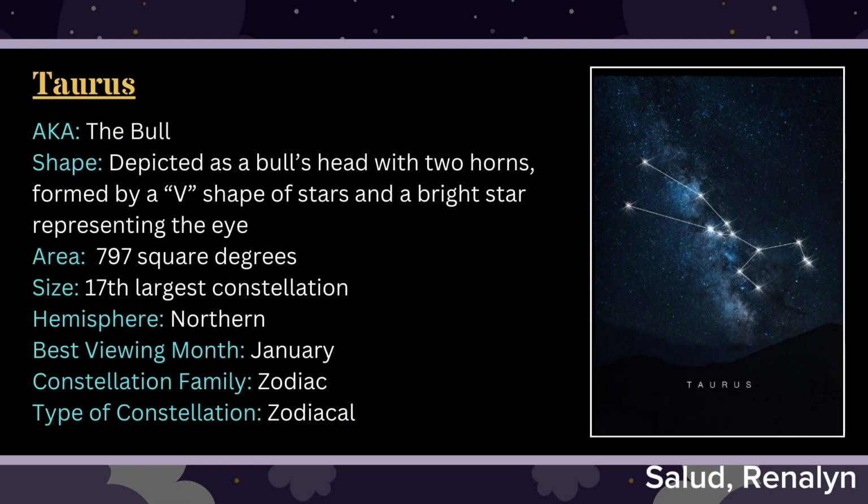Second is Taurus, that is depicted as a bull's head. So it has two horns formed by a V shape of stars and a bright star representing the eye. Taurus the bull is one of the most well-known and noticeable constellations in the sky over Earth. It has an area of 797 square degrees with the size of 17th largest constellation found in the northern hemisphere, with its best viewing month in January.